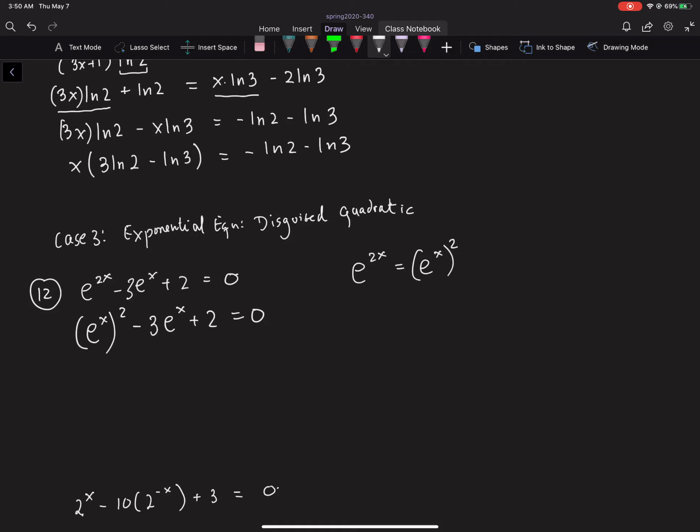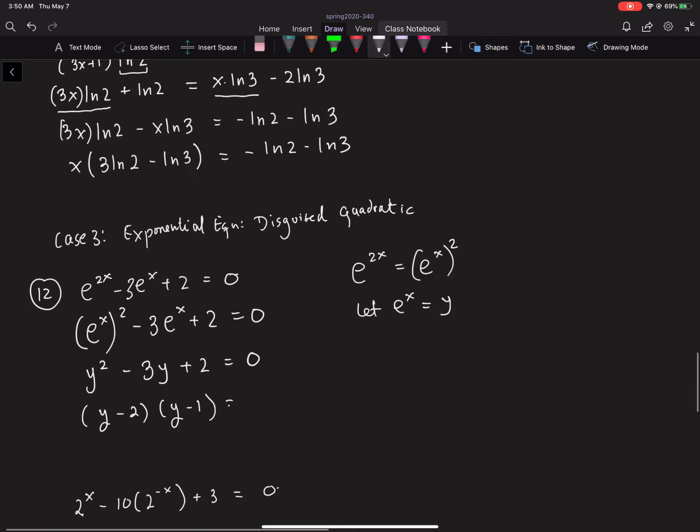In doing this, we can see that if you let e to the x be equal to y, then I'm seeing this quadratic equation that was disguised to me at the very beginning. And we can solve this. This is the same as y minus 2 times y minus 1. And so the outcome is y is equal to 2 or y is equal to 1.